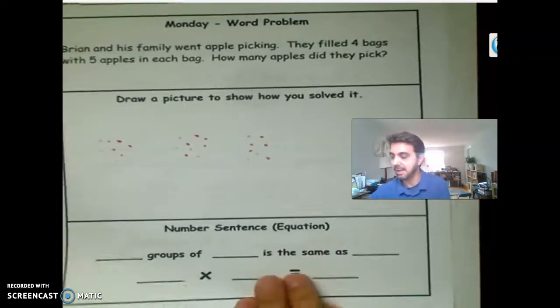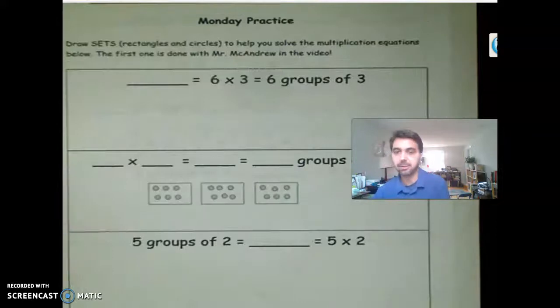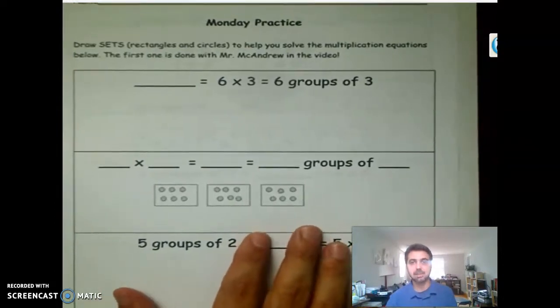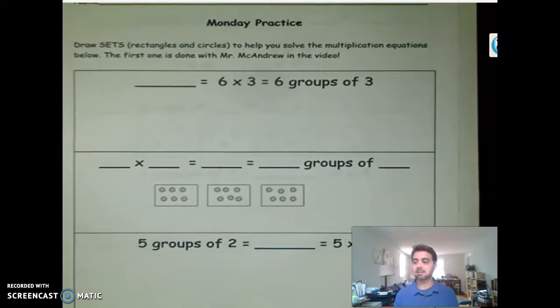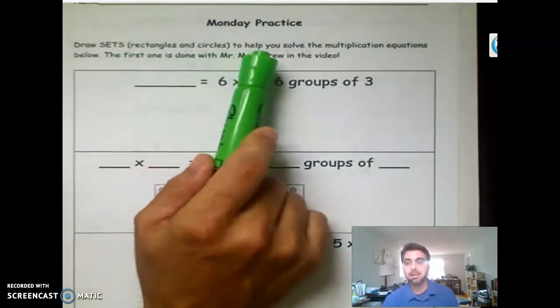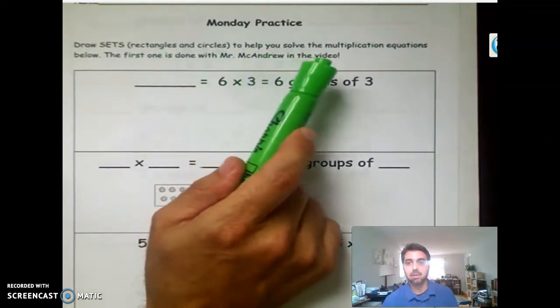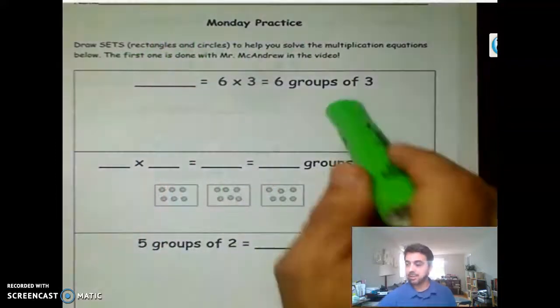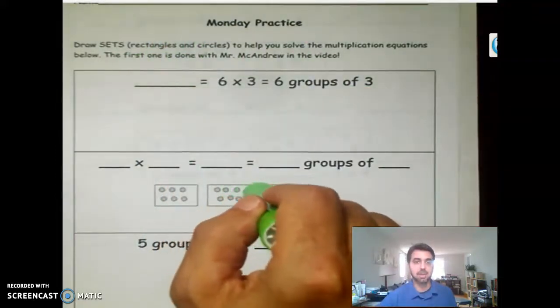If you turn the page, either you're pausing the video and finishing that word problem, or you're going to go back to it at the end. I do want you to turn to this page right now. It says Monday practice, and it says draw sets, rectangles and circles, to help you solve the multiplication equations below. So it might be an equation, it might be a picture. I should have said that.